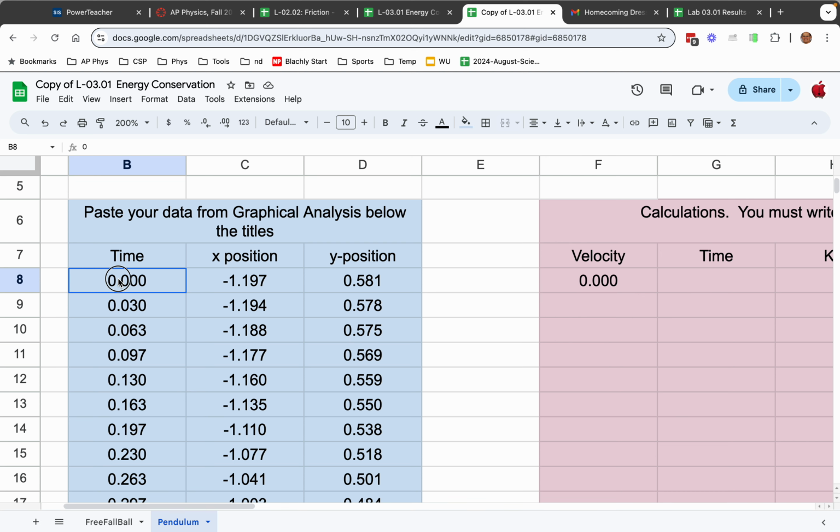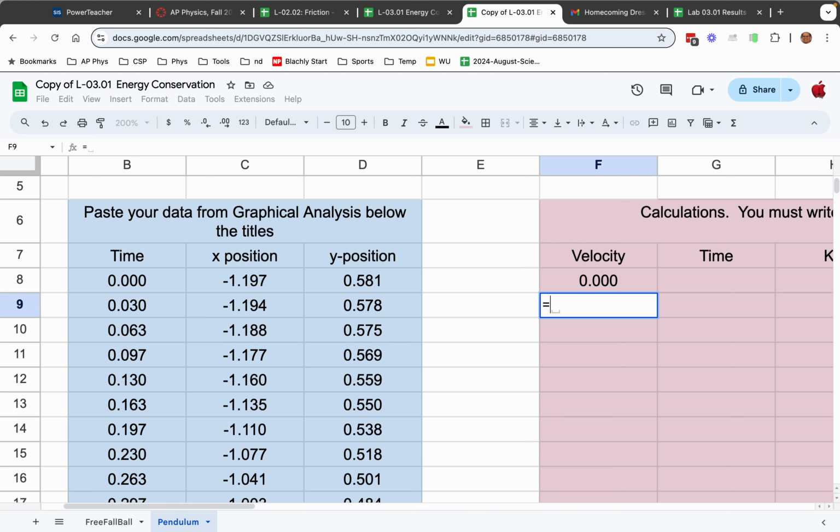During the time that passed from 0 to 0.03 seconds, the ball went from this position, the x and y position, to a new x and y position. It moved in both directions. So to find the velocity, we're going to find the distance it moved and divide that by the time. So we're going to start with an equals.